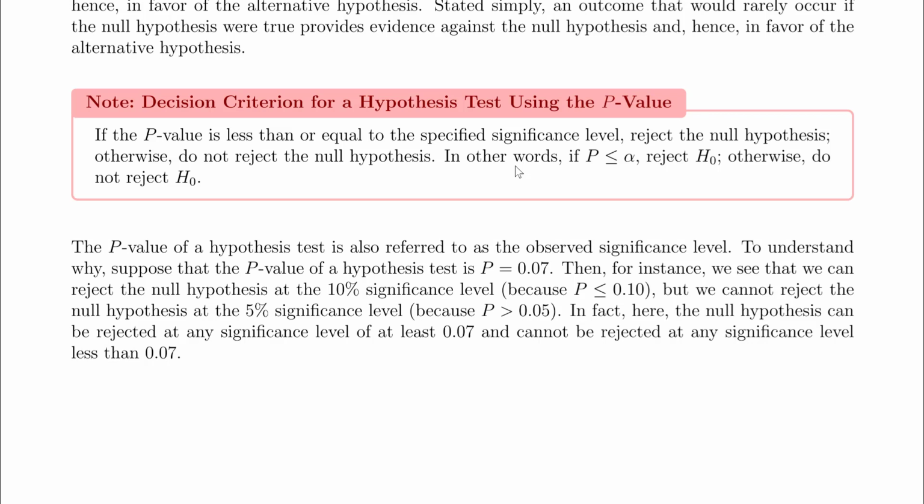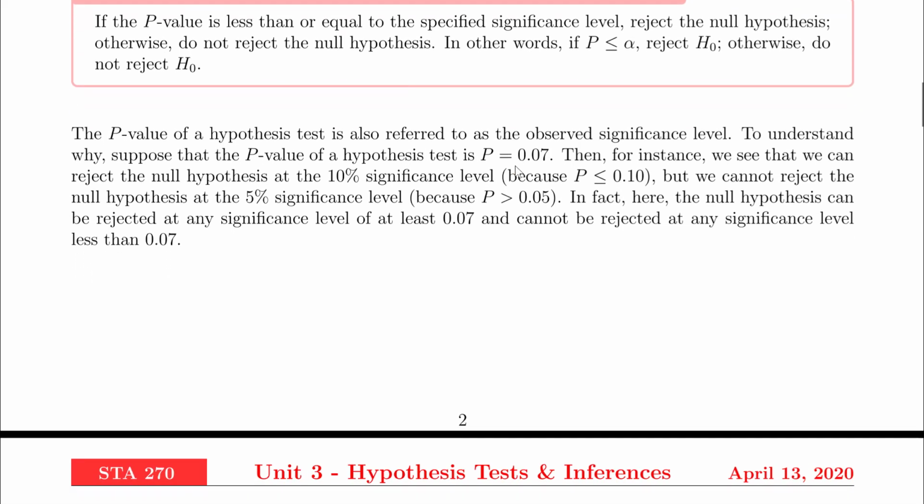That's what we did in example 1. Otherwise, we do not reject the null hypothesis. So when your p-value, whatever that probability happens to be, is less than your significance level, you reject. If it is not, if it's greater than the significance level, then you do not reject the null hypothesis.